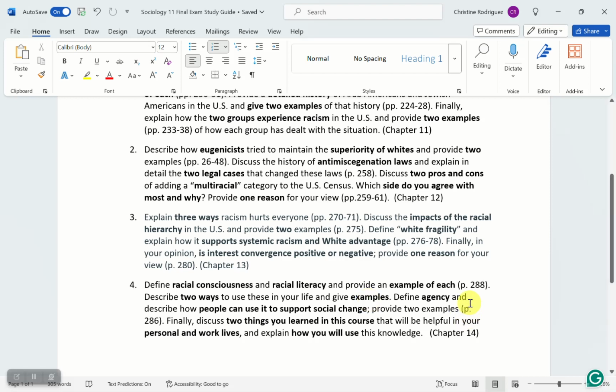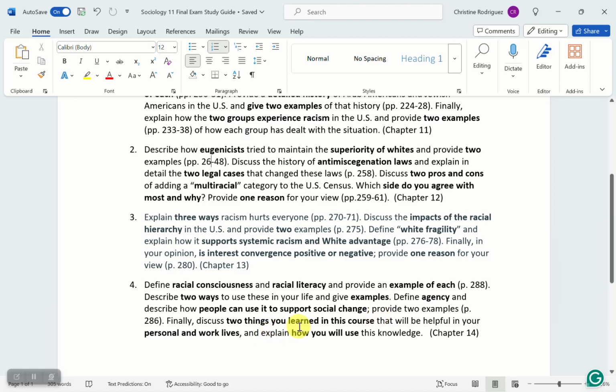Define agency and describe how people can use it to support social change. Provide two examples. So these don't have to be things that you can do, but there are some things that are discussed in the text, and it'd be great if you think of ways that you can use it and maybe even give your own personal example, although you don't have to.